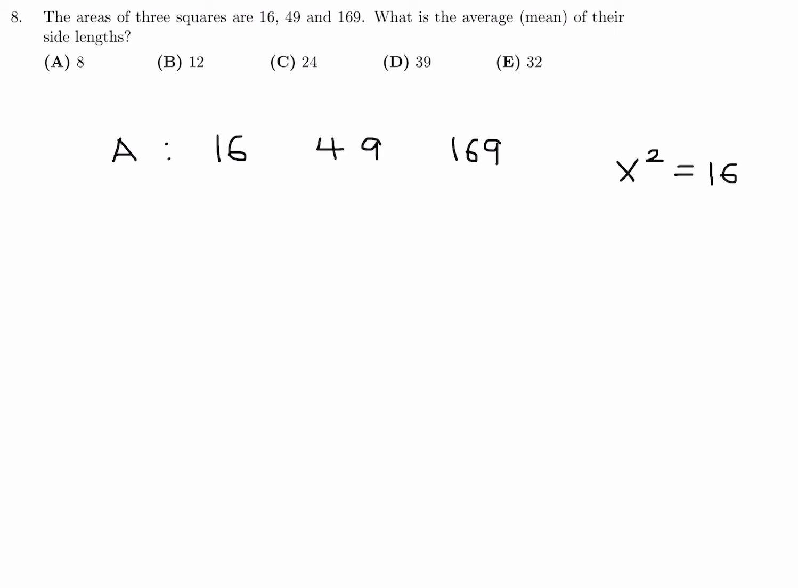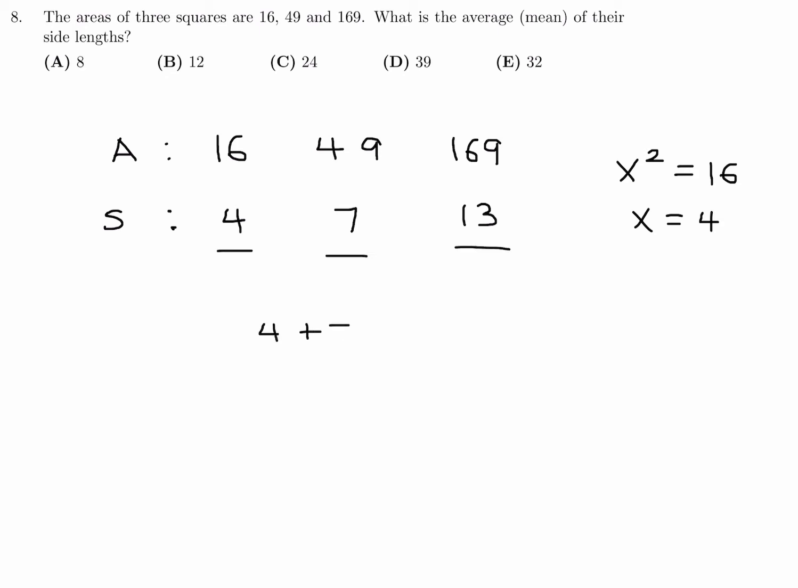So for the first one, x squared is 16, so that means x is 4 in terms of the side length s, or x, whatever variable you want to use. So in a very similar way, the other squares will have side lengths of 7 and 13. You just take the square root. So these are the side lengths, and they want you to find the average of these 3 lengths.